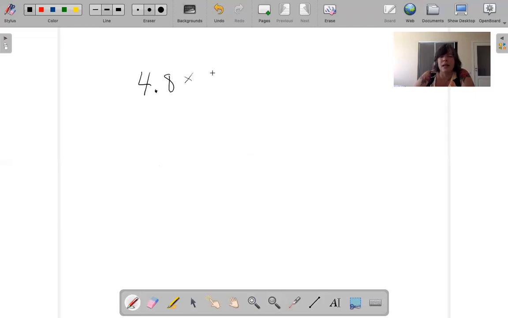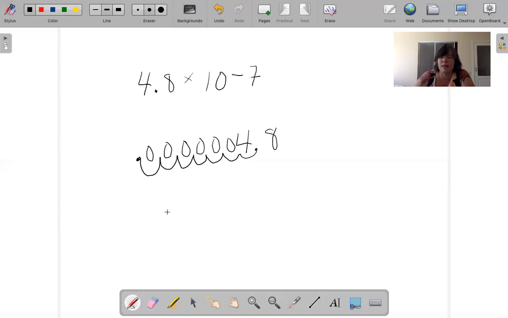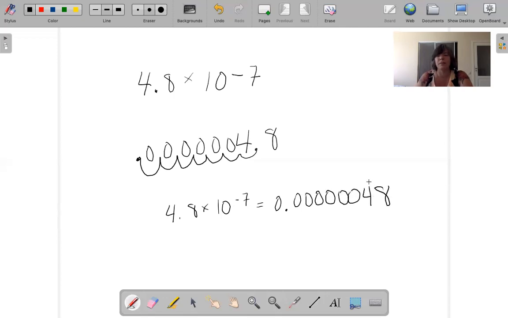4.8 times 10 to the negative 7th. You write your 4.8. Because it's a negative exponent, we know that we're making a smaller number. 1, 2, 3, 4, 5, 6, 7. Fill your zeros in. That's it. 4.8 times 10 to the negative 7 equals 0.00000048.